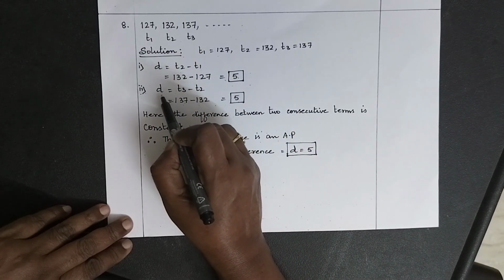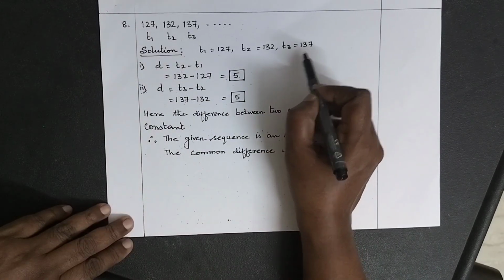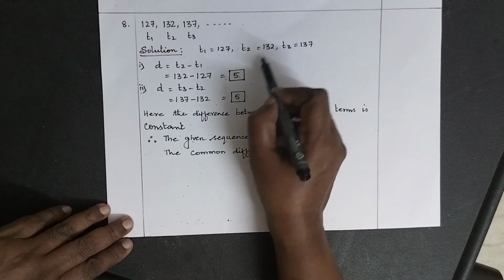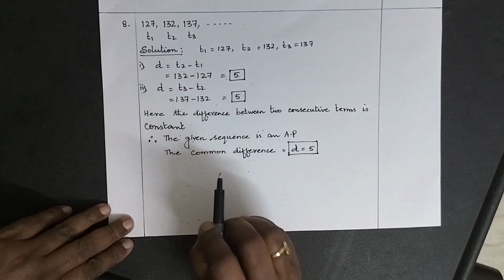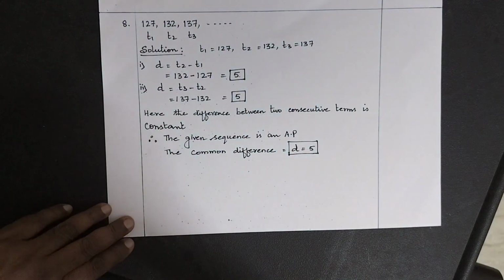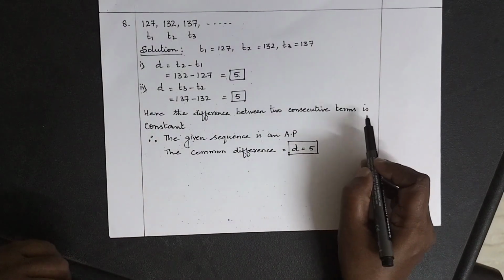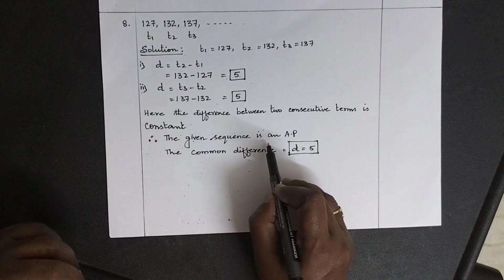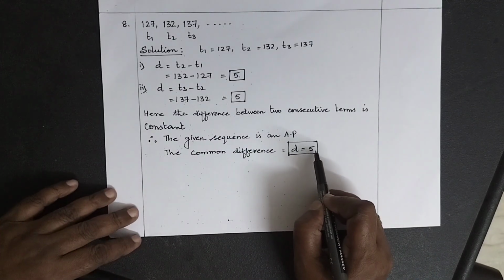Similarly, in the second case, D is equal to T3 minus T2. T3 is 137. T2 is 132. 137 minus 132 is equal to 5. Again here D is constant. Since the difference between two consecutive terms is constant, the given sequence is an AP. The common difference is 5.